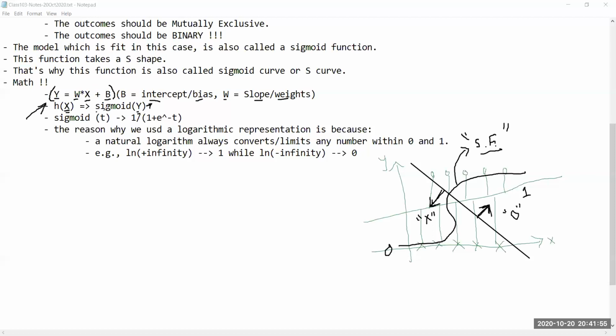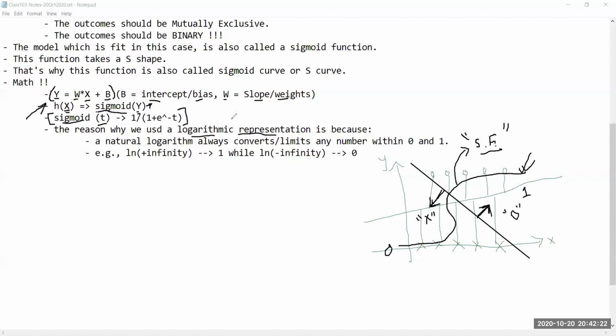If I expand the sigmoid function over here, then it comes out to be something like this. So mathematically, sigmoid of any value t is equal to 1 divided by 1 plus e to the power minus t, right? And the reason why we are doing this is because this is a logarithmic representation of this range, of this line. This line is represented by this kind of logarithmic expression.